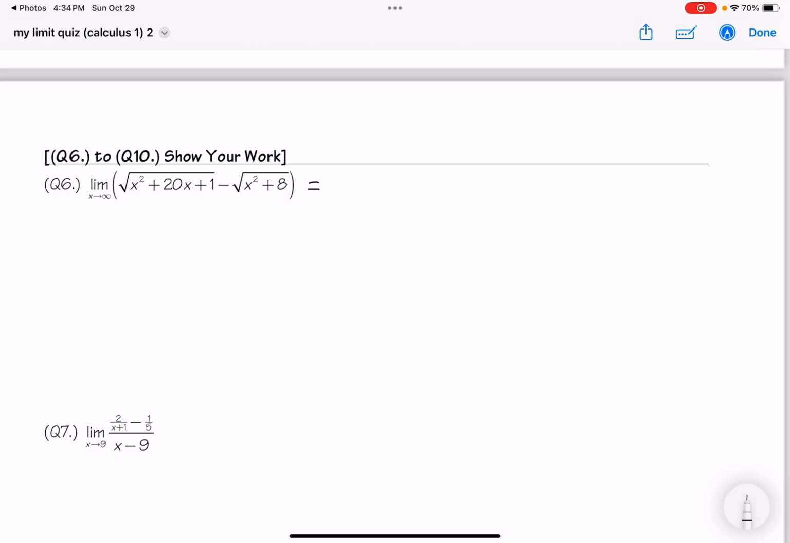So what I want to do is write down the limit. I'm going to put work down now. As x goes to infinity, the way we do this is we multiply by conjugates. So it's going to be the square root of x squared plus 20x plus 1 minus the square root of x squared plus 8. I'm going to multiply top and bottom by the conjugate, which is the square root of x squared plus 20x plus 1 plus the square root of x squared plus 8, top and bottom.